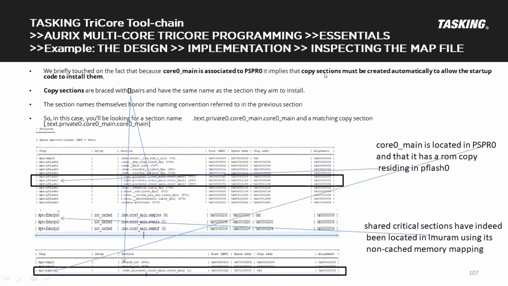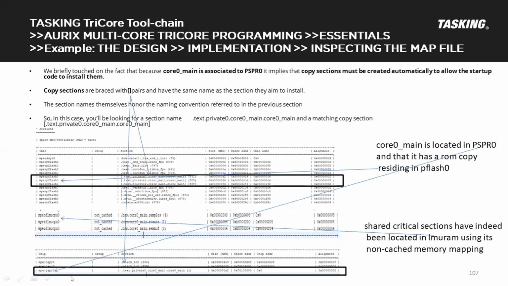You will have here this copy section that must be created at the beginning and in an automated way to allow the startup code to install such copy tables for you. And you could see sometimes the elements here inside the map file between these brackets. And this is here the definition of this copy section. So that means the section already has two entries here inside this map file.